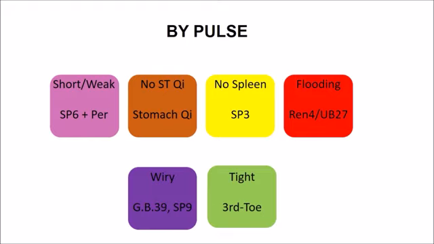A wiry pulse, which is an excess pulse, indicates gallbladder 39 needled upwards against the channel and spleen 9 needled upwards. This pulse can show in brain damage, Parkinson's, or other brain disorders. A tight pulse, which is tight or tense quality but changes upon pressure, indicates sympathetic dominance. Use the point under the third toe and adrenals.